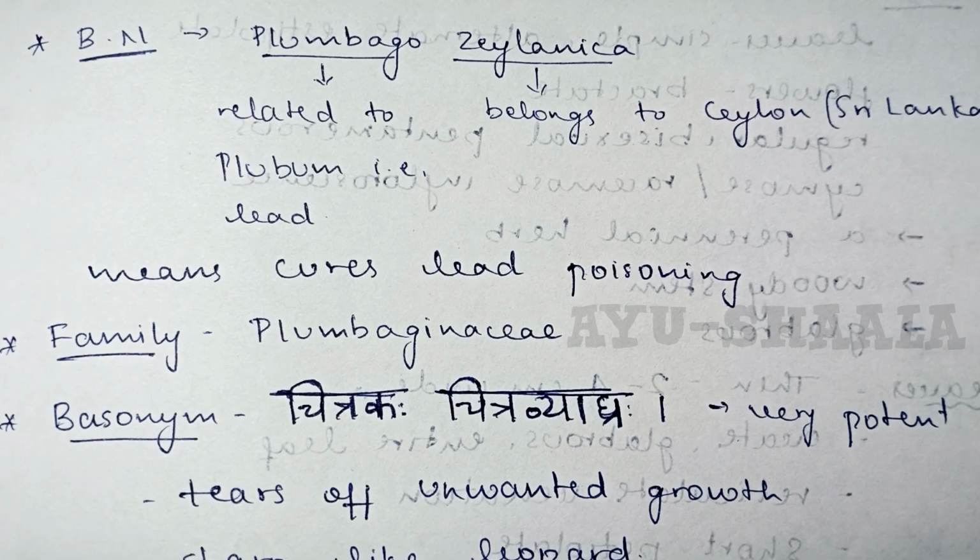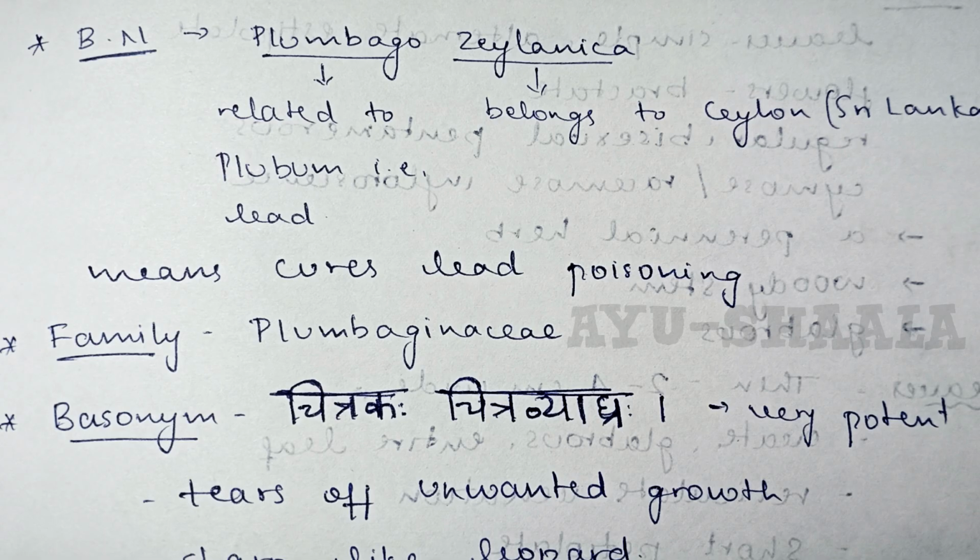As usual, first and foremost thing is the botanical name. Its botanical name is Plumbago zeylanica. It belongs to Sri Lanka, which is Ceylon. The name comes from plumbum, which means lead. So we say Plumbago zeylanica, which cures lead poisoning, and it belongs to the Plumbaginaceae family. It's easy to remember now: Plumbago zeylanica and Plumbaginaceae family.